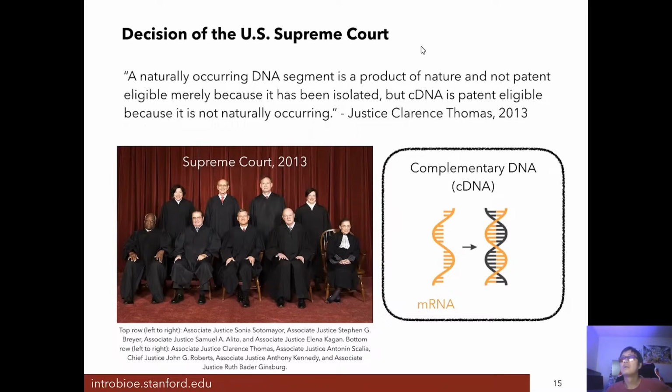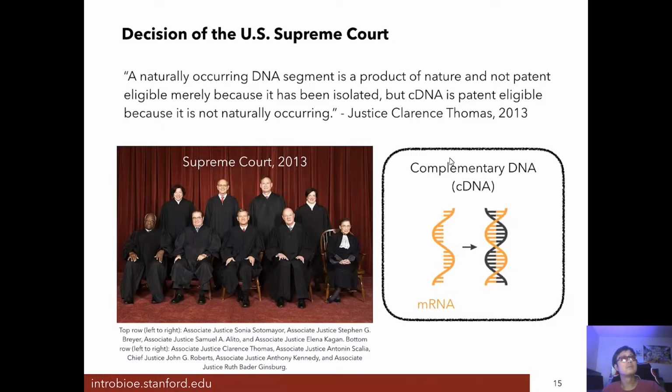But they leave the door open for patenting cDNAs. So cDNA is complementary DNA. It's DNA that's made in the lab, in vitro, from RNA. So you start with an RNA, a message, and you build DNA that is essentially the complement of that RNA. And those sequences you can patent.